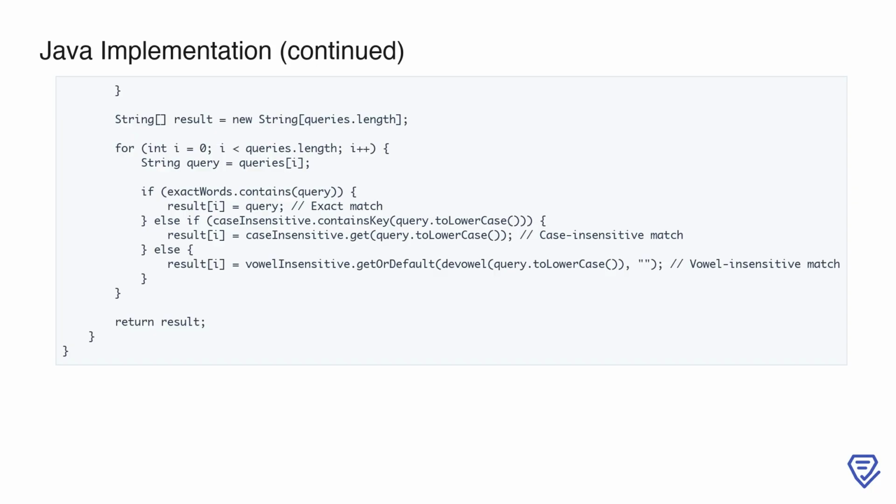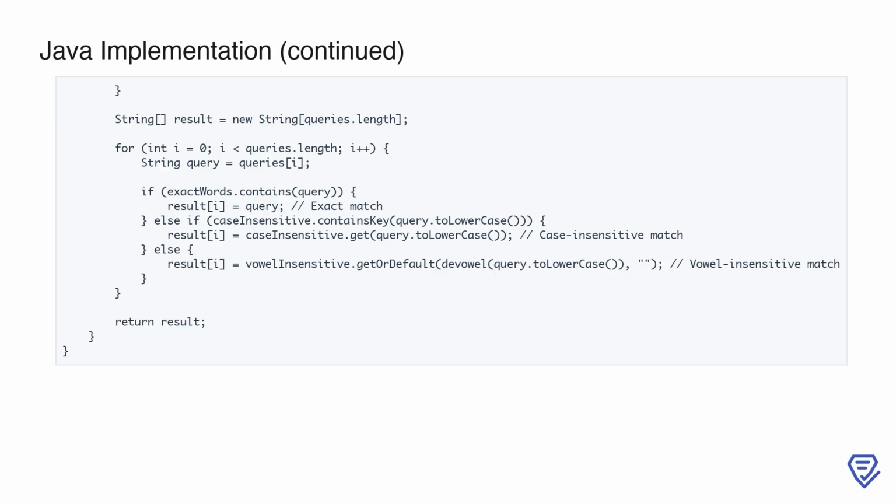When both the exact and case-insensitive matches fail, we perform a vowel-insensitive match. Here, we use the devowel function on the lowercase version of the query and look it up in the vowel-insensitive map. If a match exists, we retrieve the word. Otherwise, we default to an empty string for unmatched queries. Finally, the method returns the populated result array, which contains the best matches for each query based on the given rules.